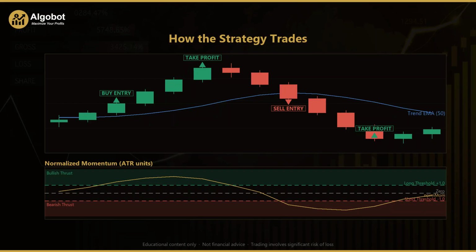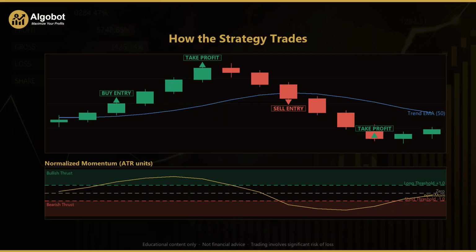For this short, the risk framework simply flips. The stop loss now sits above entry at the ATR stop multiple, and the take profit sits below at the larger multiple. Watch the following candles fall away, each one printing a fresh low, while momentum stays pinned below its negative threshold in the bearish thrust zone. Price slides down into the take profit target, and the short is complete.